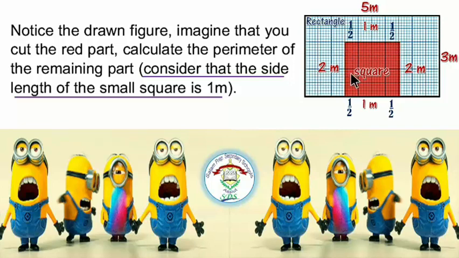Like these sides, the fourth side. This is 1 meter. The left part is half a meter. The right part is half a meter. Half and half equals 1. 1 meter plus 1 meter. Length of the fourth side is 2 meters.